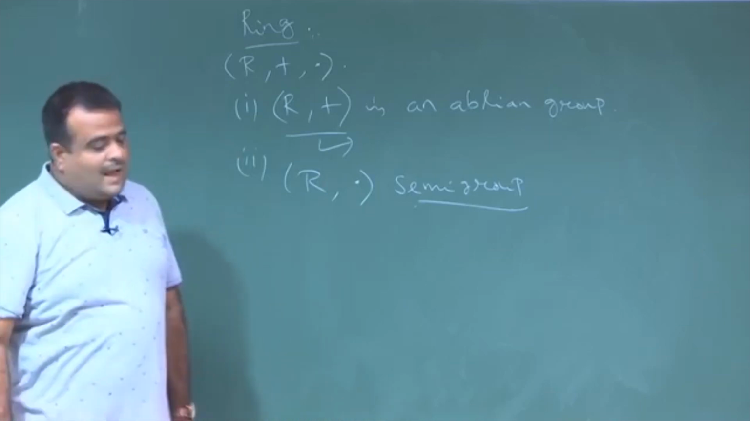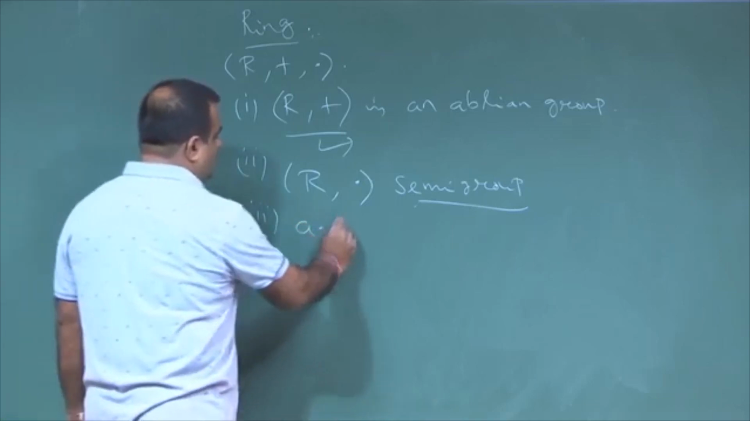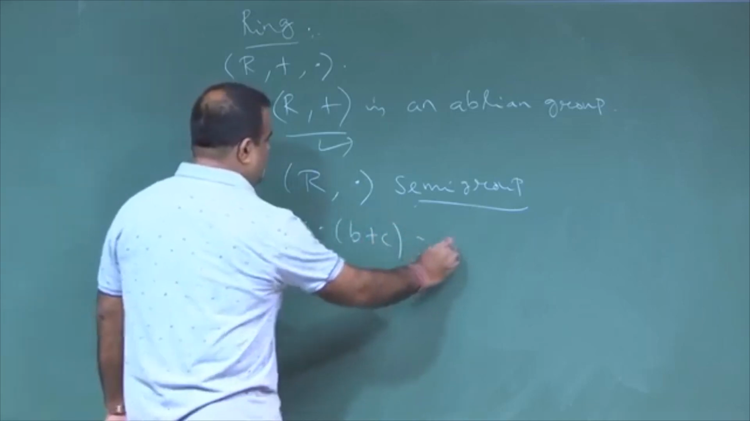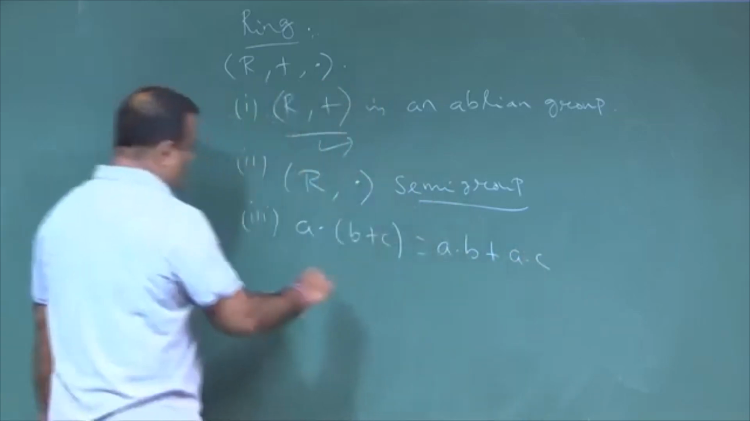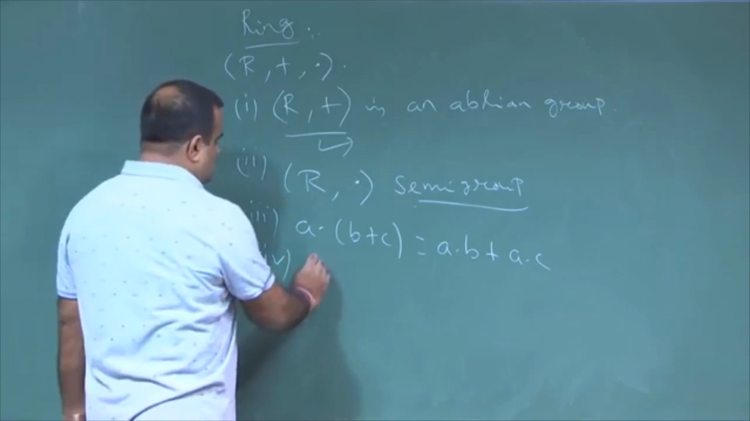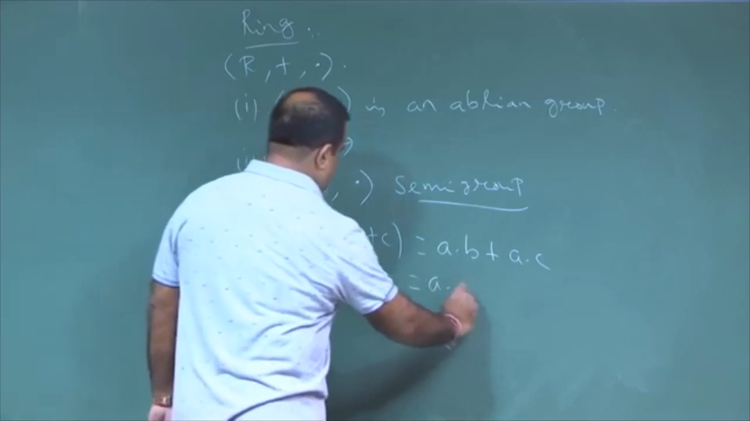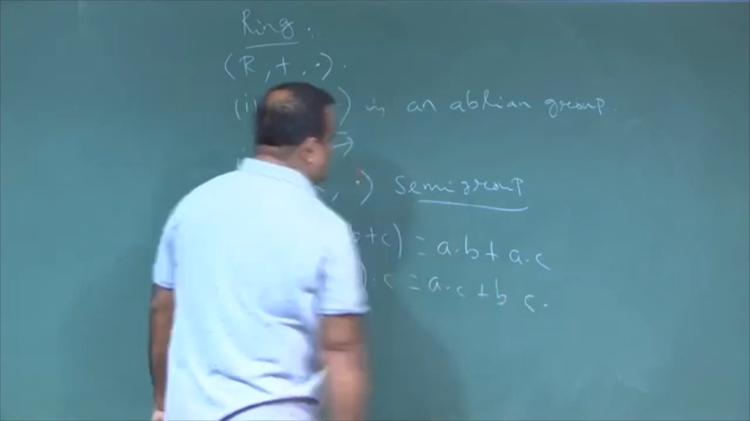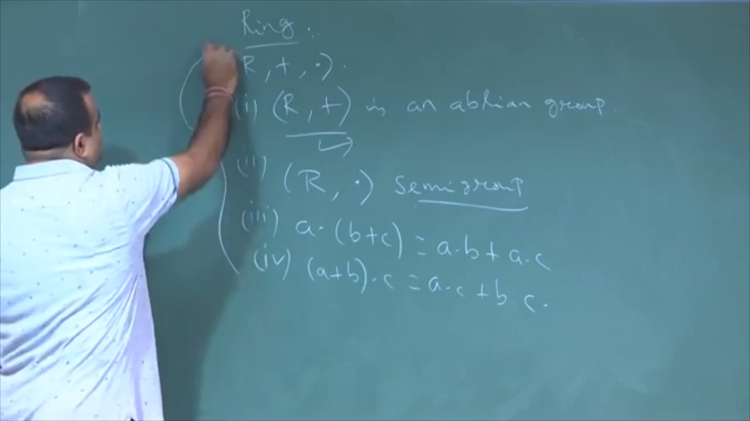And we have the distributive law. So A dot (B plus C) is equal to A dot B plus A dot C. We should have both the left distributive law and the right distributive law. So (A plus B) dot C is equal to A dot C plus B dot C. If this is satisfied, then this is called a ring.